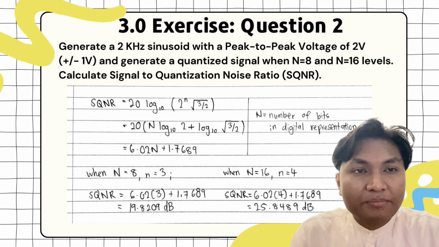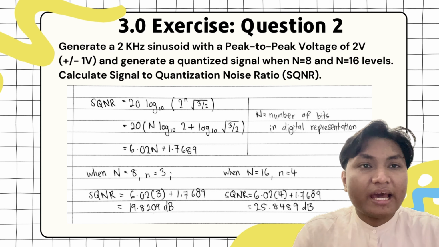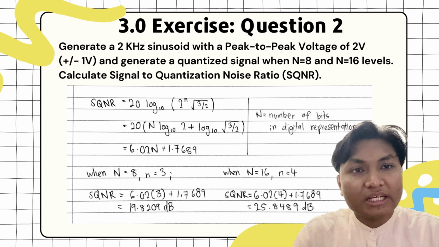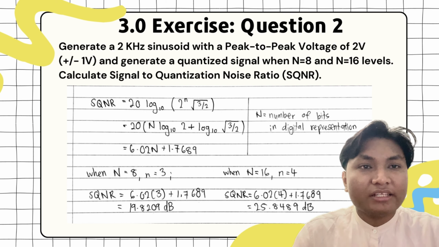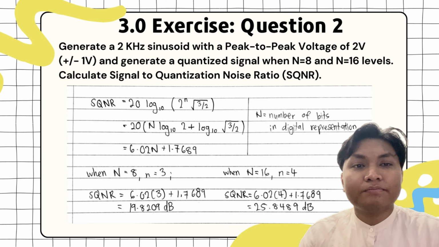From the numbers given, we can just substitute n with the given value. Therefore, the signal to quantization noise ratio can be obtained.